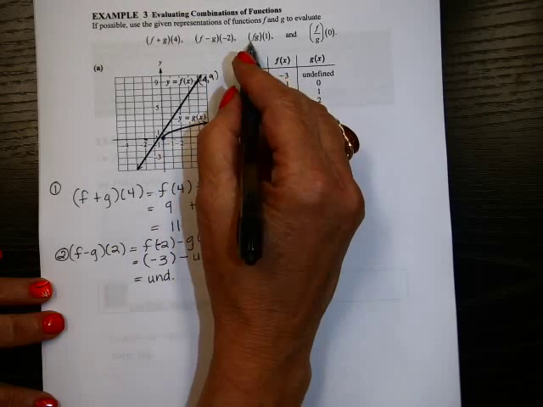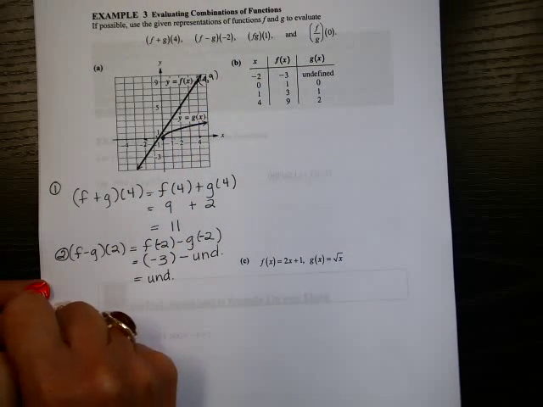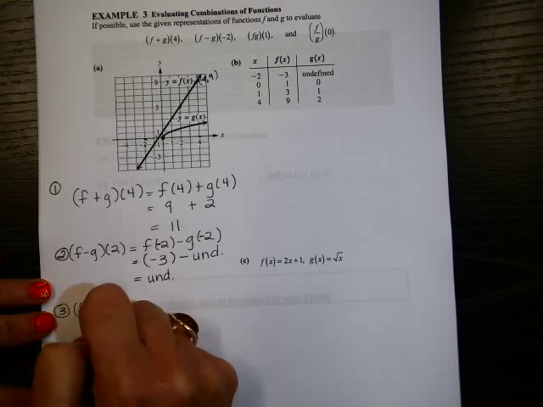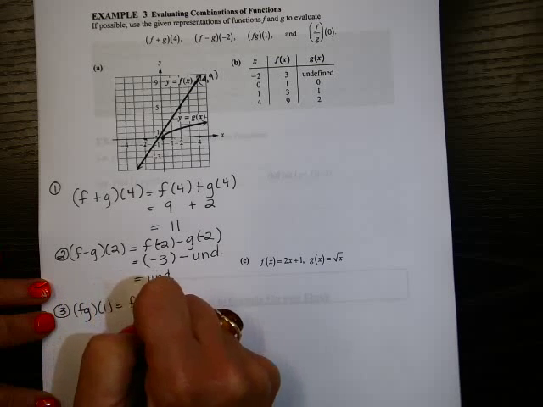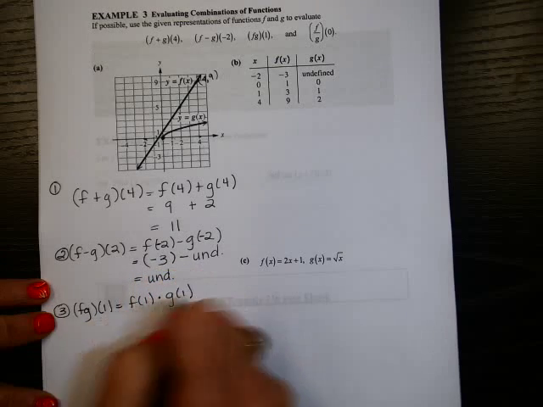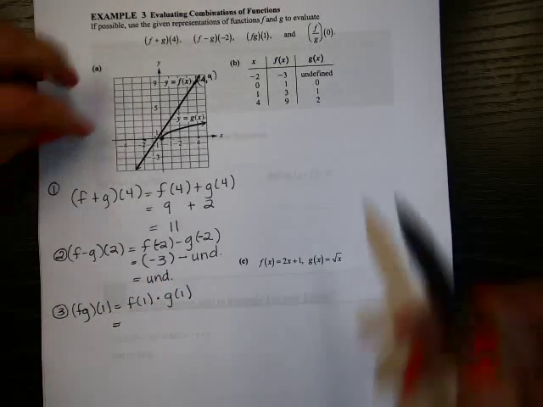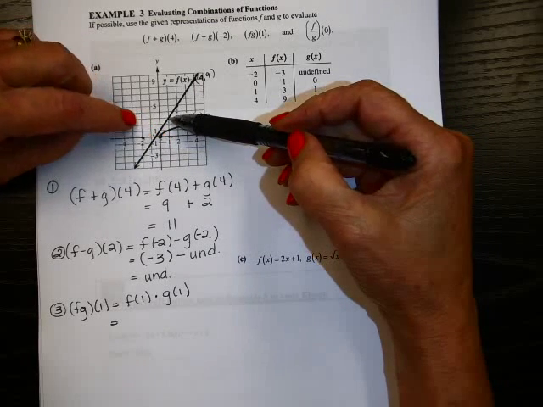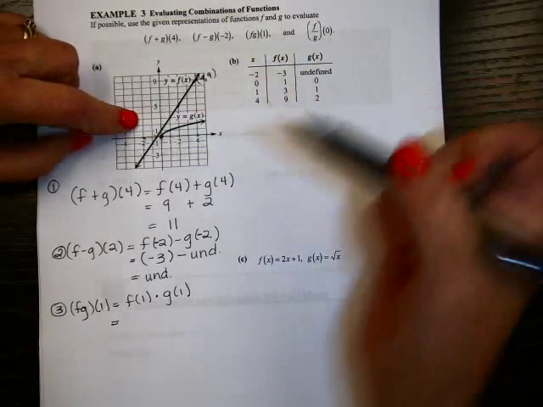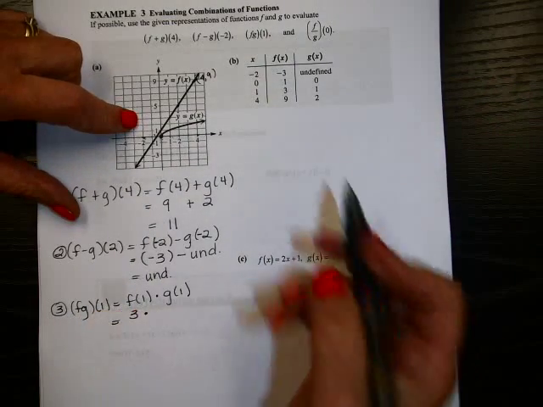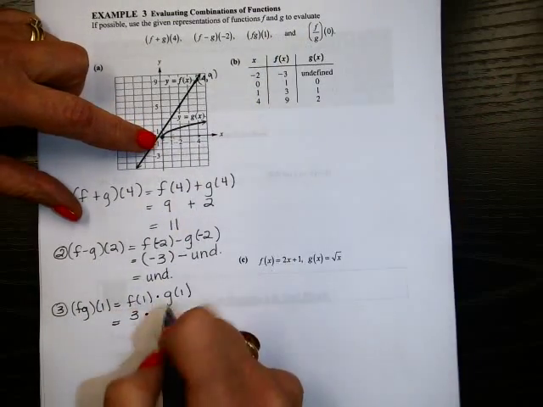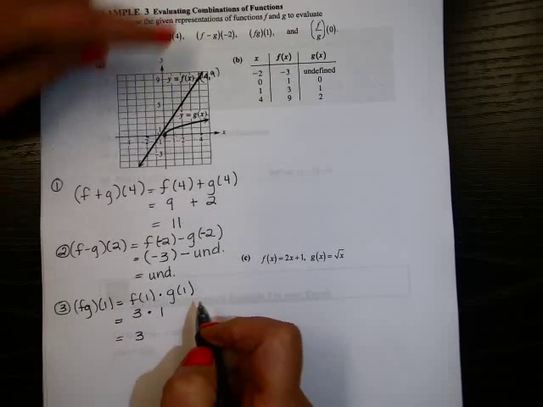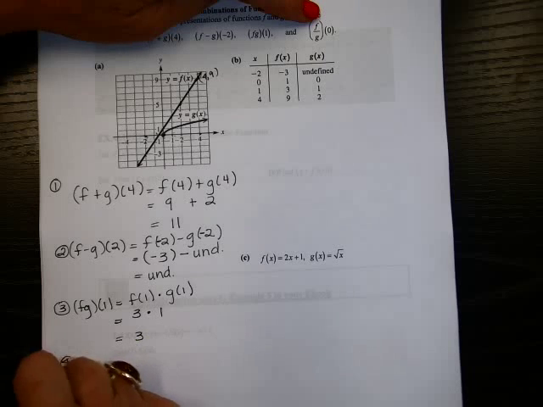Let's look at f times g of 1. That means f of 1 times g of 1. I think you've got the hang of it now. So f of 1, let x be 1, and that would give me 3. G of 1 is 1. So 3 times 1 is 3. Let's look at the fourth one.